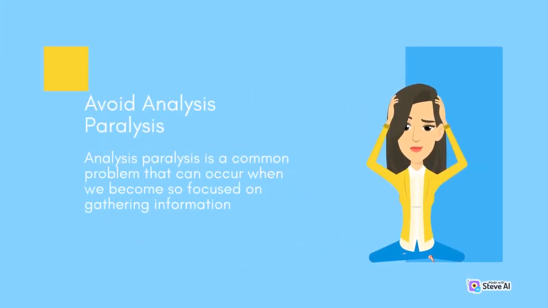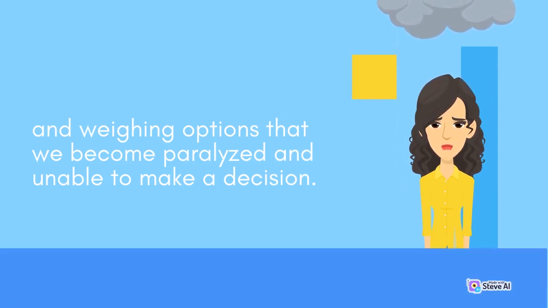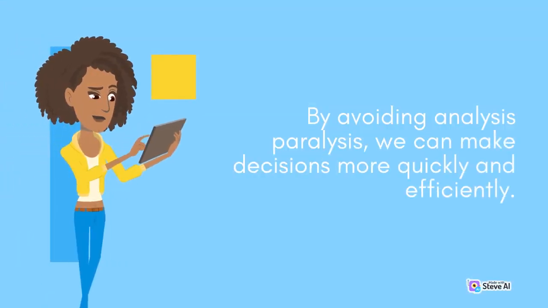Avoid analysis paralysis. Analysis paralysis is a common problem that can occur when we become so focused on gathering information and weighing options that we become paralyzed and unable to make a decision. To avoid analysis paralysis, it's important to set a deadline for making a decision, and to focus on the most important factors in the decision-making process. By avoiding analysis paralysis, we can make decisions more quickly and efficiently.